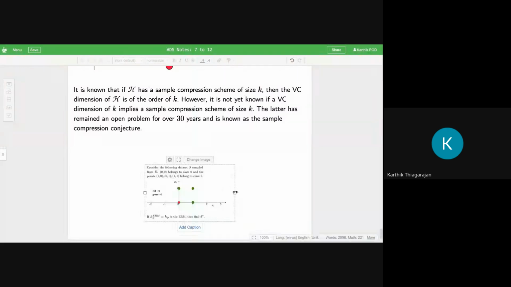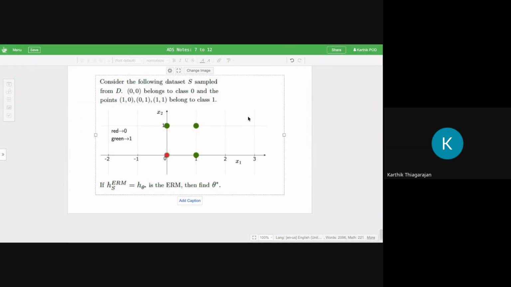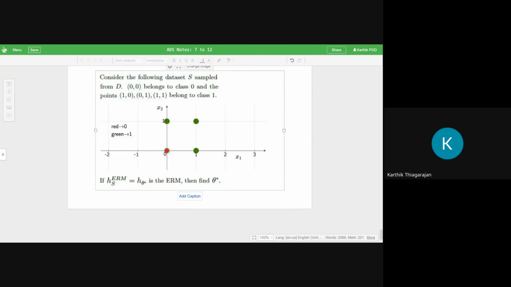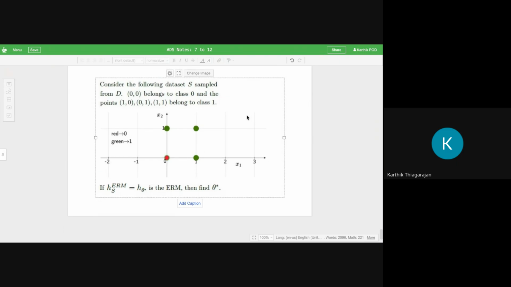Okay, one second. Let me pull up that question. This is the question, right? Sir, can you please share the screen? I'm just pasting that particular question. So what did we ask here? The point 0, 0 belongs to class 0. Class 0 is red, and the others are green.